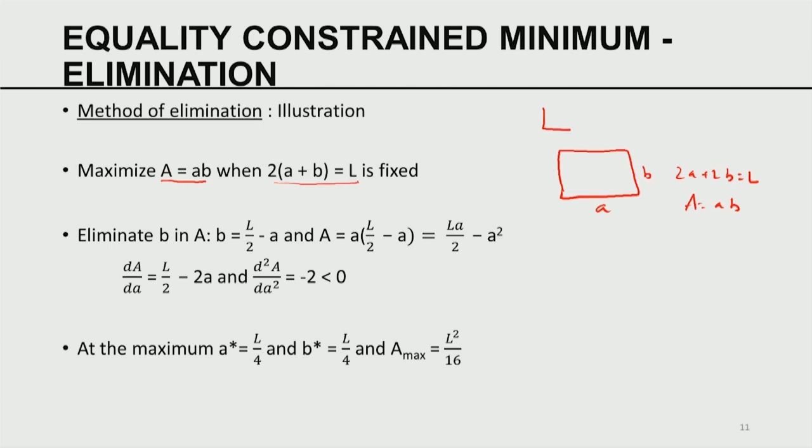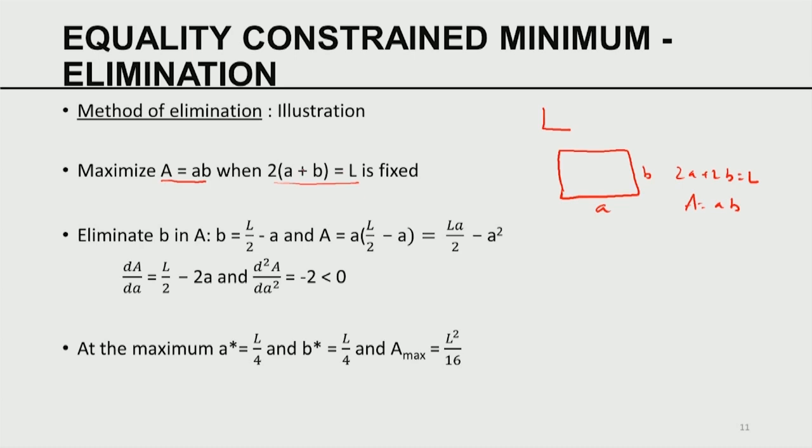So, now you can see it is a constrained problem. A is a variable, B is a variable. A and B are not independent. If A and B are independent variables, when is this maximum? Infinity. A is infinity, B is infinity. But A cannot be infinity, B cannot be infinity because 2 times A plus B is L. So, I have to solve a problem with a fixed length rope. So, that is the constraint. This is the equality constraint. So, I have to maximize under equality constraint.